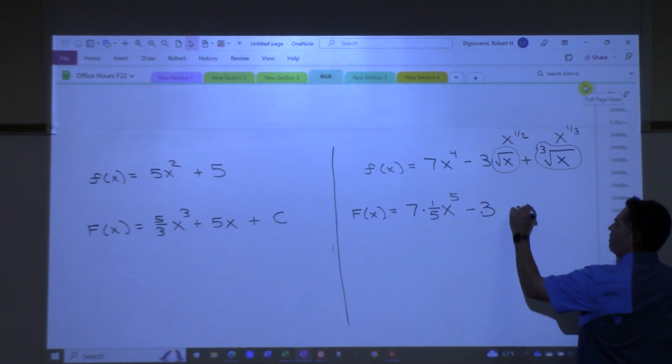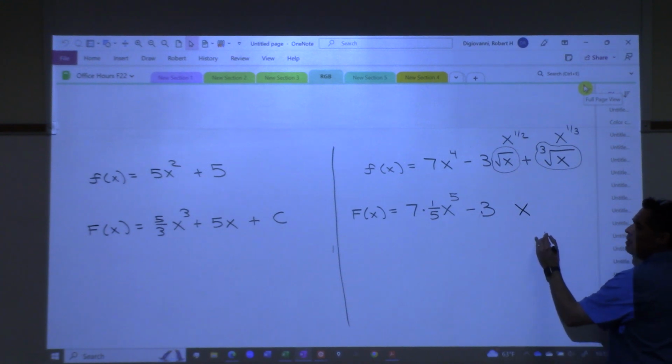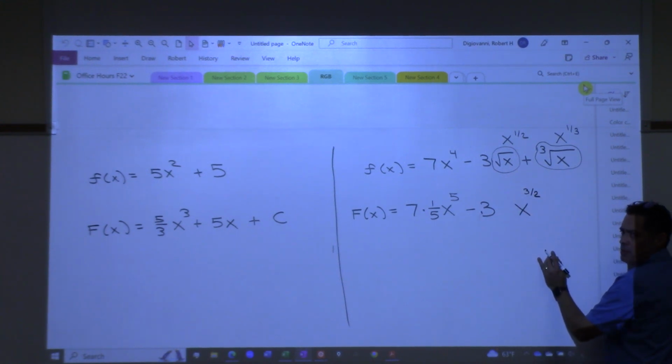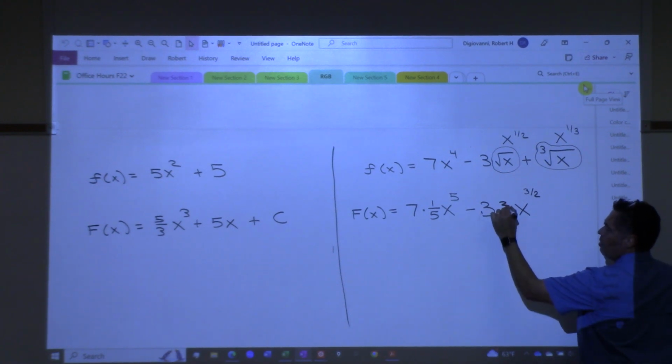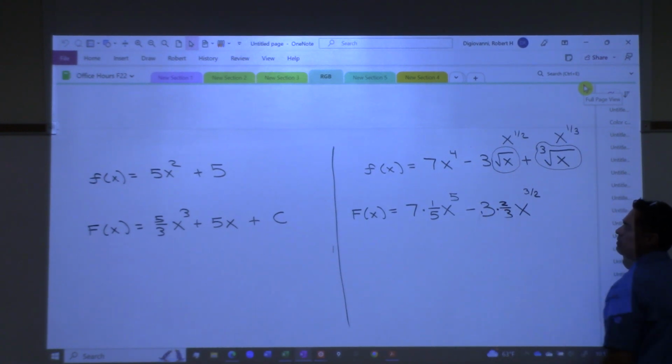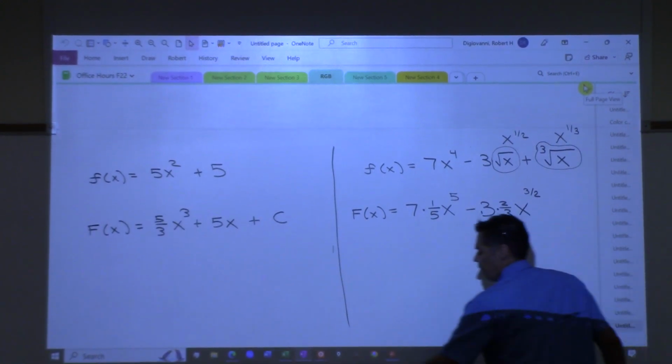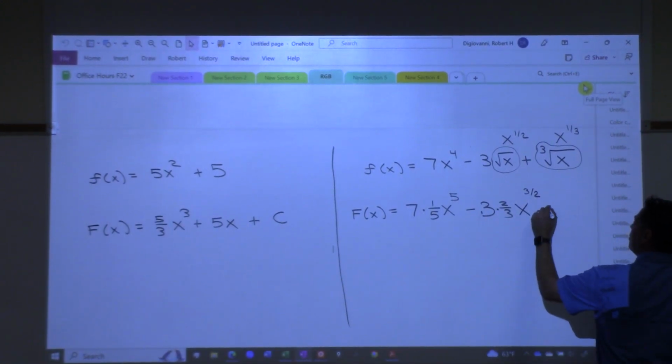We did that earlier, right? Notice I'm leaving some space in front of it. X to the 3/2. And then what number goes in front? The reciprocal, right? 2/3, like that.